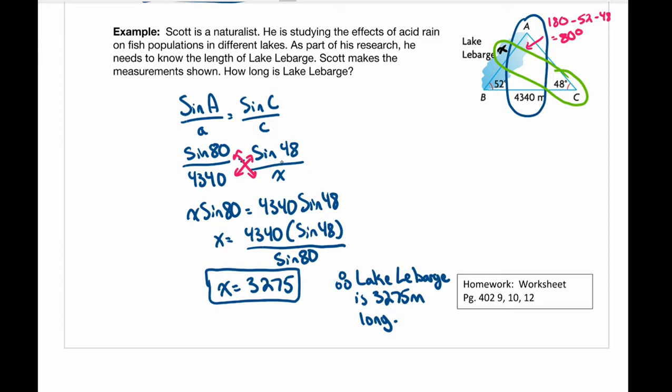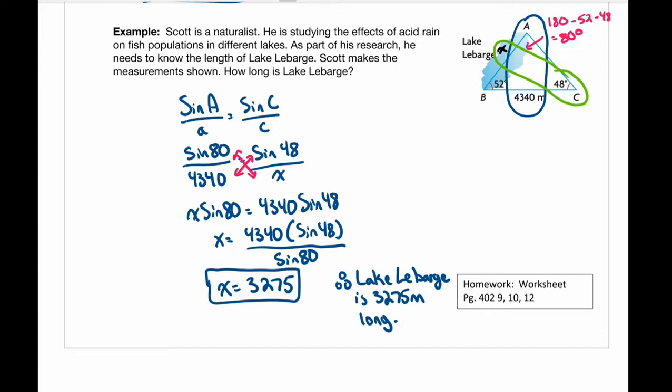So in our sine law, we're using sine A over little a equals sine C over little c. Plug in our information from our question. Cross multiply to get rid of the fractions. And now we're solving for our unknown, or x in this case. Once we rearrange, you can do this all as one step on a calculator, or you can do it step by step. Simplify the numerator and then the denominator and then divide. In the end, though, you should get that your unknown length is 3,275. So therefore, the length of Lake Labarge is 3,275 meters.